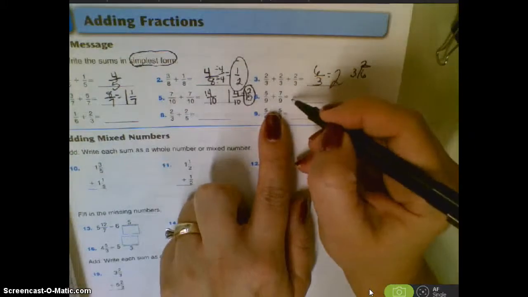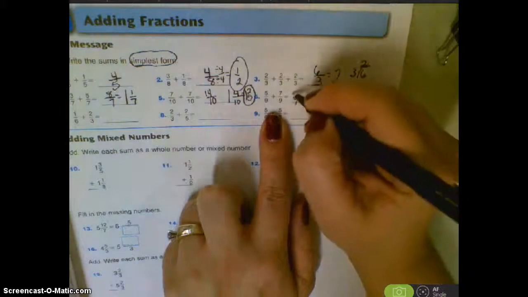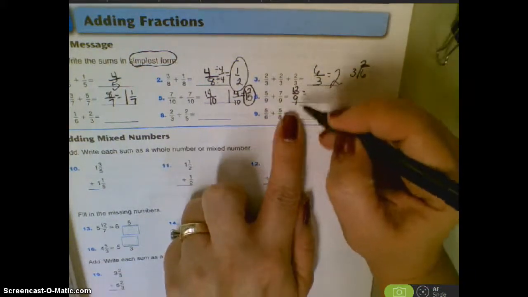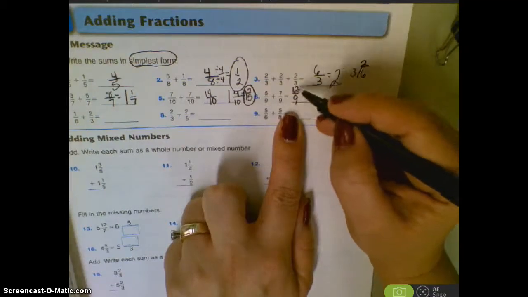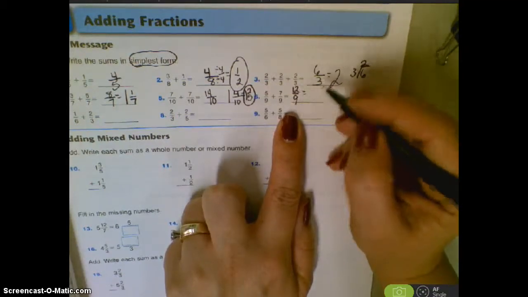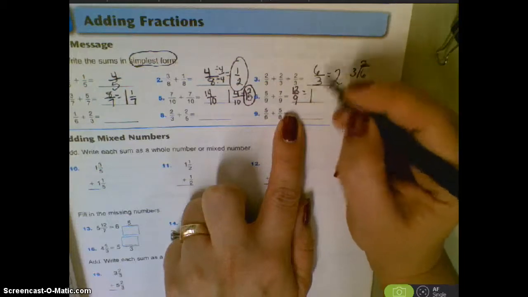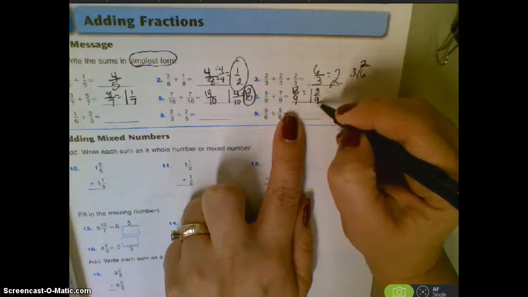This one, I keep my same denominator of 9, and I just add my numerators. 5 plus 7 is 12. And I need to change this because I can get 9 out of 9. Sometimes I can even do it 2 times. If this had been 18, I could do 2. But 9 out of 9, and I get 1. And when I do that, I get 3 left over. So I get 1 and 3/9.